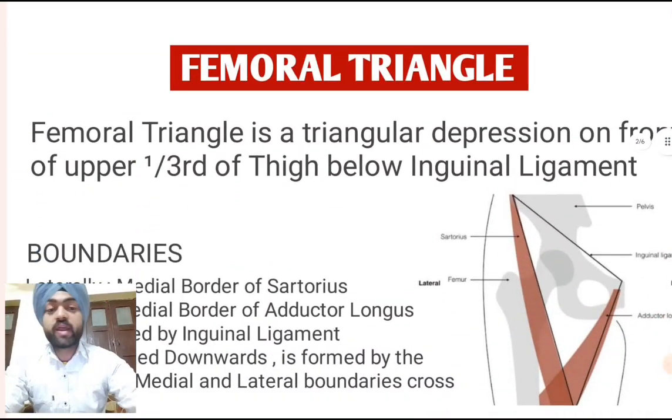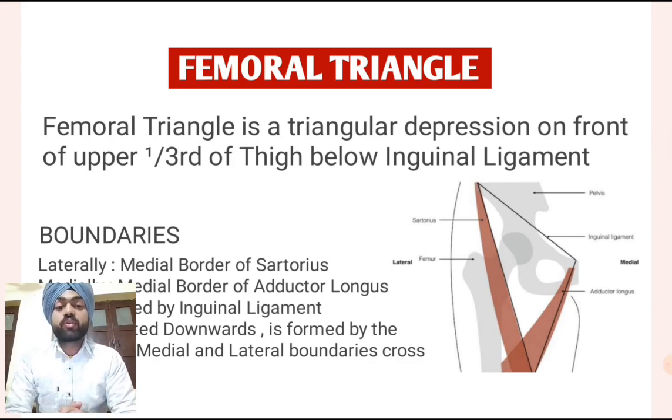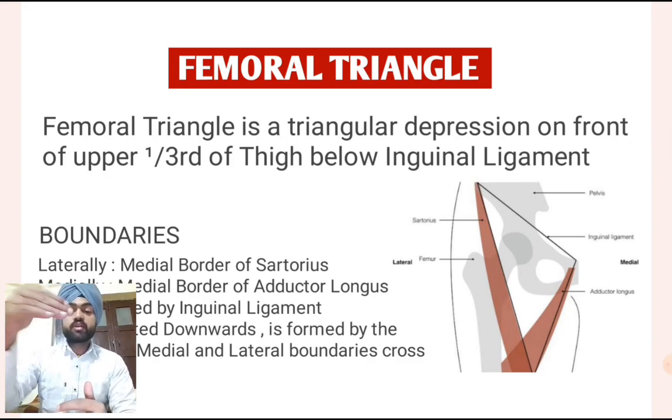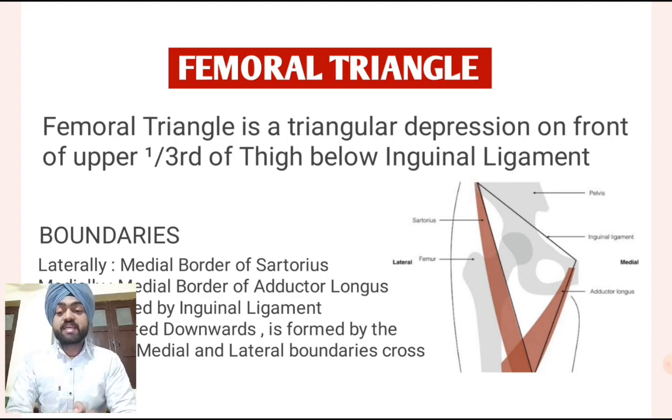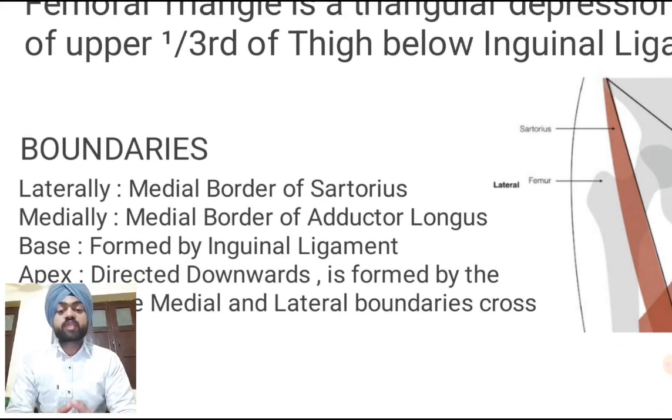So the femoral triangle is a triangular depression on the front of the upper third of the thigh, below the inguinal ligament. The inguinal ligament makes the base of the femoral triangle. Let's talk about the boundaries. Laterally, the medial border of sartorius. Medially, the medial border of adductor longus.